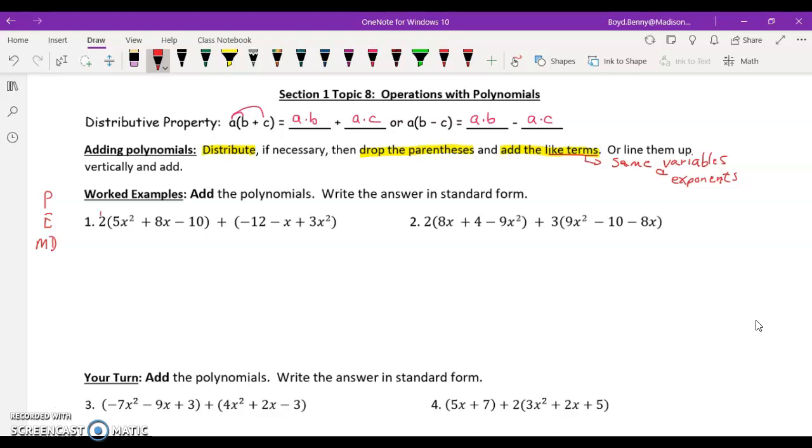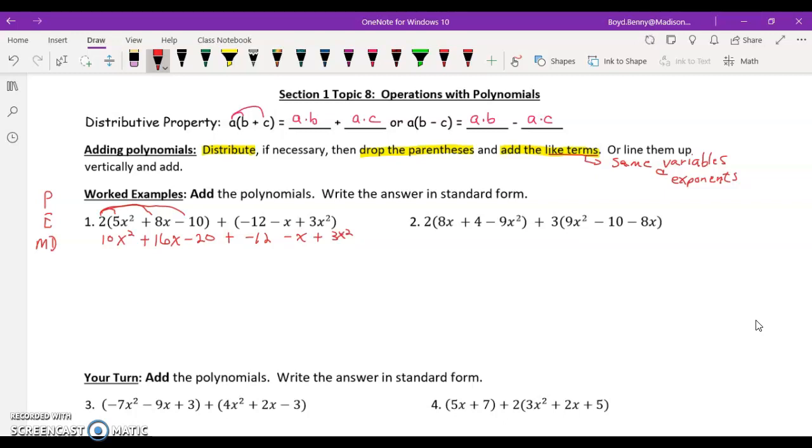So let's start there. 2 times 5 would give me 10x squared. 2 times 8 would give me a plus 16x. 2 times minus 10 would give me a minus 20. Now, because I'm adding and I don't need to distribute over here, I can simply drop my parentheses and add my like terms. So I'm going to just drop this parenthesis here. We're going to add negative 12. We're going to add a negative x. And we're going to add a 3x squared.